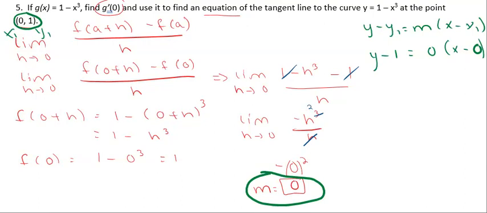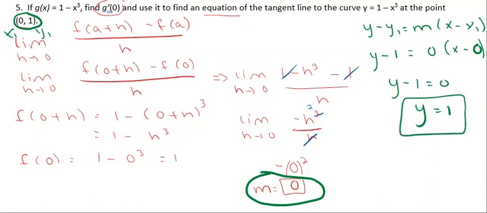Simplifying this down, the whole right side goes to 0. So y minus 1 equals 0. So it looks like we just get y equals 1. So this is a horizontal line. In this case, the tangent line turns out to be a horizontal line.